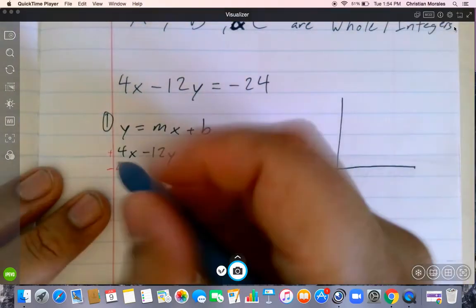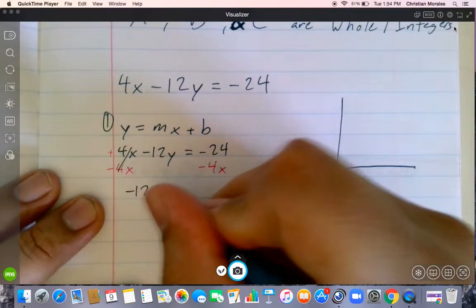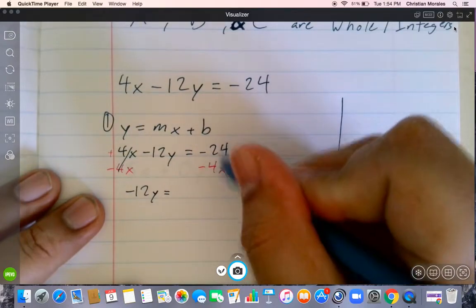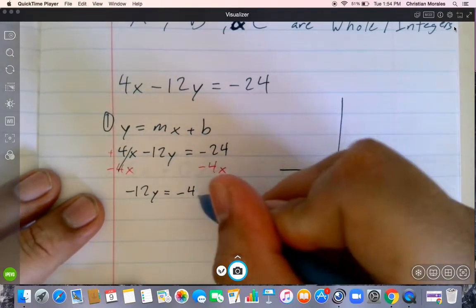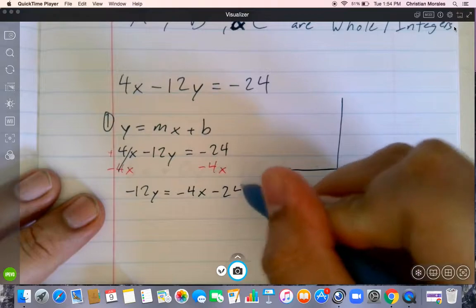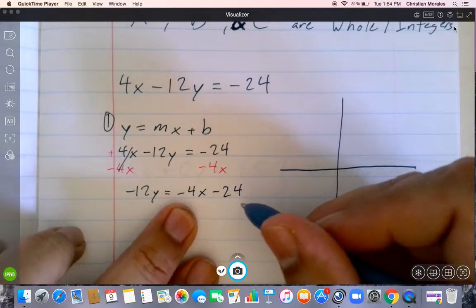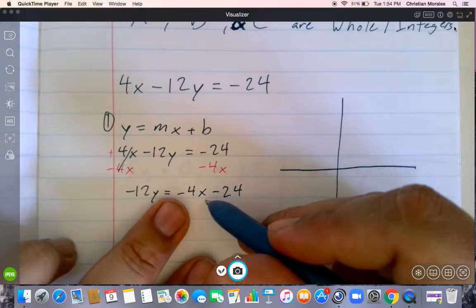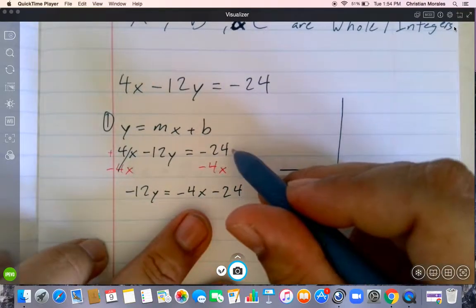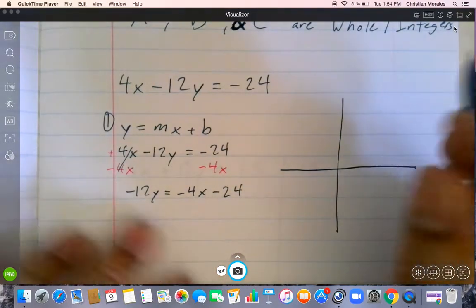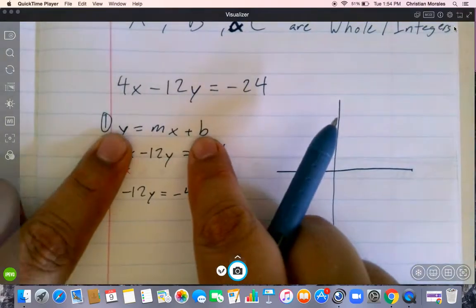So the 4x's cancel out, but these are not like terms. So you just leave it as negative 4x minus 24. You just write them together on the same side. I like to put the x at the beginning, but you can put the x at the end. So if you wanted to write minus 4x, that's also fine. But I want it to look like this, remember?